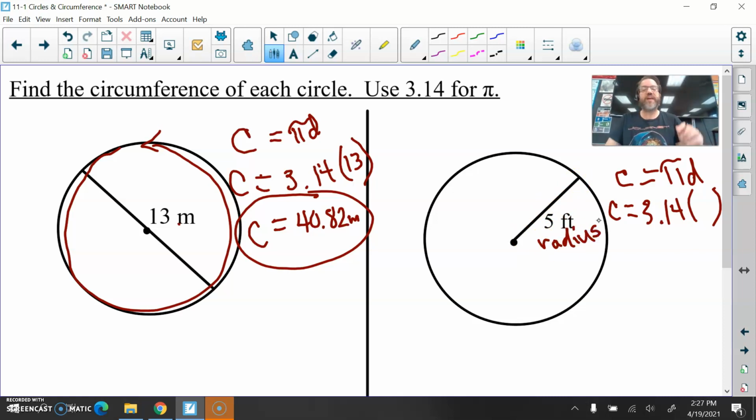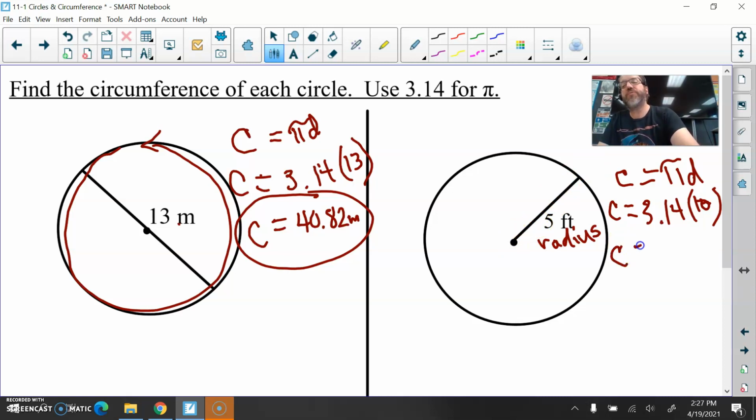What would I need to do to that measurement to find the diameter? Well, I'd have to double it because remember the diameter is double the radius. So if the radius is 5 feet, the diameter must be 10 feet. Okay, so we do have to be careful that we're using the right number. Pay attention in the picture. If the line is going all the way across, that is the diameter. If it's only going halfway across, that's your radius. You need to double it to get the diameter.